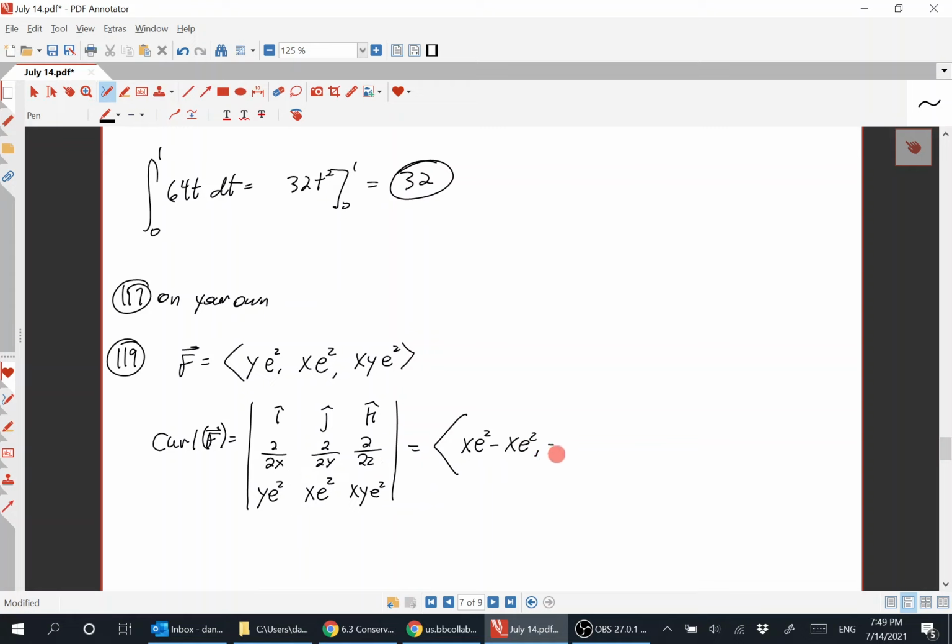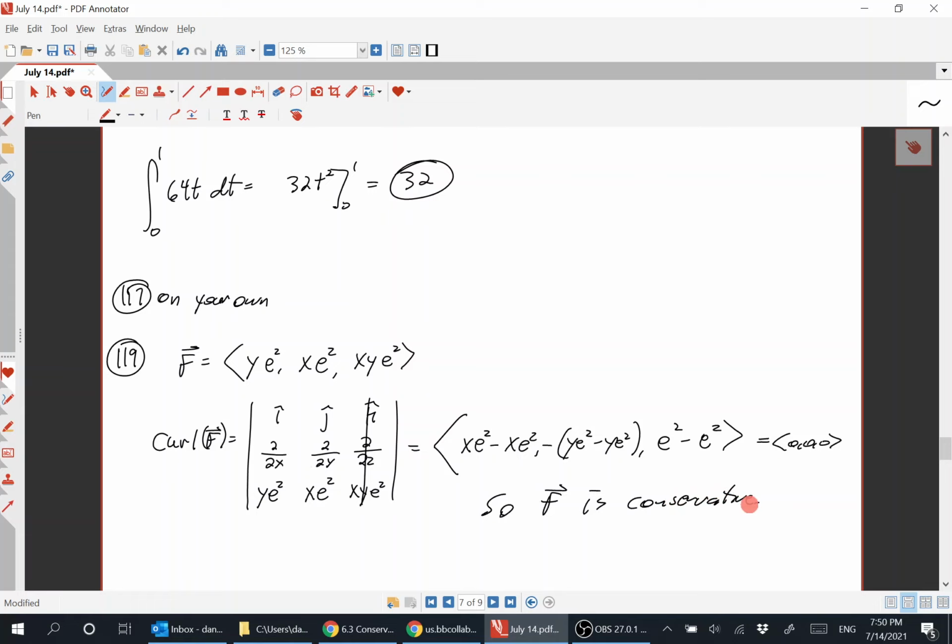In the y coordinate, it's the 2x2 determinant that doesn't use the middle column there. So partial derivative of this with respect to x, which is y e to the z, minus the partial derivative of this with respect to z, which is y e to the z. And then in the z coordinate, it's this 2x2 determinant. So the partial with respect to x of that, which is e to the z, minus the partial with respect to y of that, which is e to the z. So this is equal to 0, 0, 0. So f is conservative.